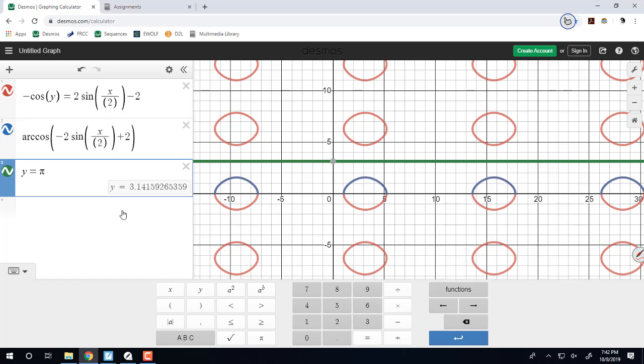Gotcha. And it's actually from 0 to pi, which is why we get the top half there, y equals 0.